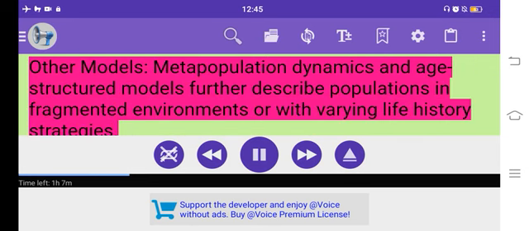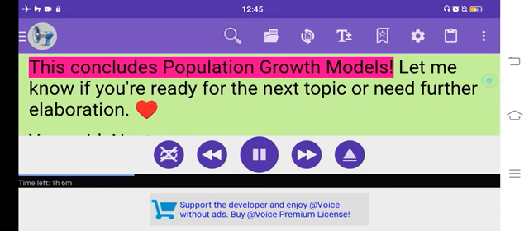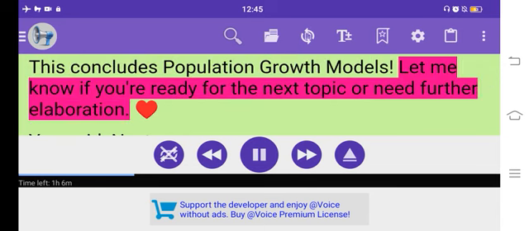Other models, metapopulation dynamics and age-structured models, further describe populations in fragmented environments or with varying life history strategies. This concludes population growth models. Let me know if you're ready for the next topic or need further elaboration.